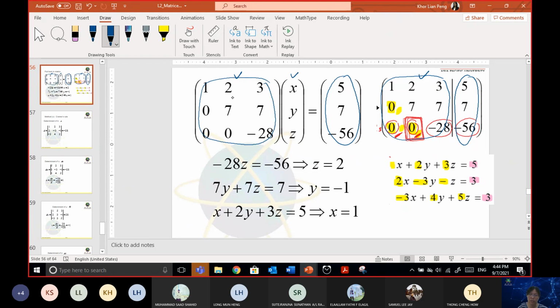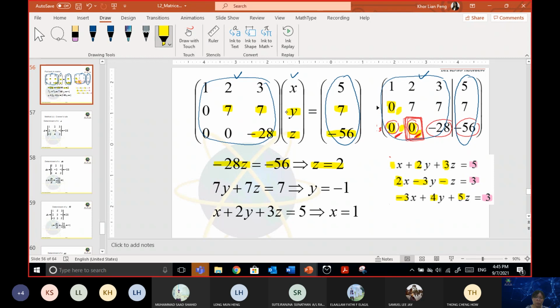Now let's start to solve for x, y, z. We will solve it from the third equation, the third row. Why? Because the third row tells you that the equation is negative 28z equals negative 56, and the third equation only has one unknown, which is z. Then you can solve z equals 2. Once I get z equals 2, I will go to the second row.